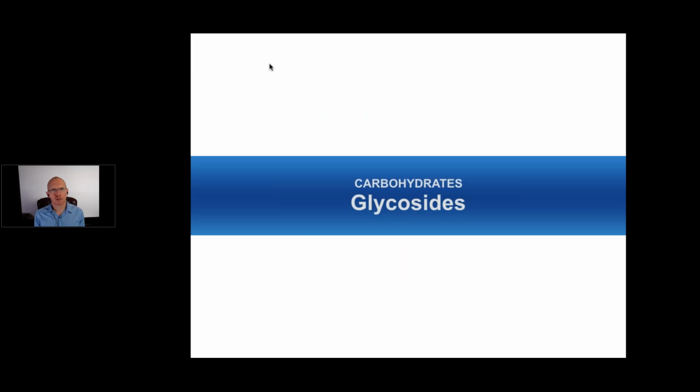Now, the first group of carbohydrates we're going to discuss are glycosides. Glycosides are a fairly large group of compounds where you can add a sugar to almost any kind of phenolic compound and other types of compounds. And so with a glycoside, the fact that it contains sugars isn't as important to me as what the non-sugar component is.